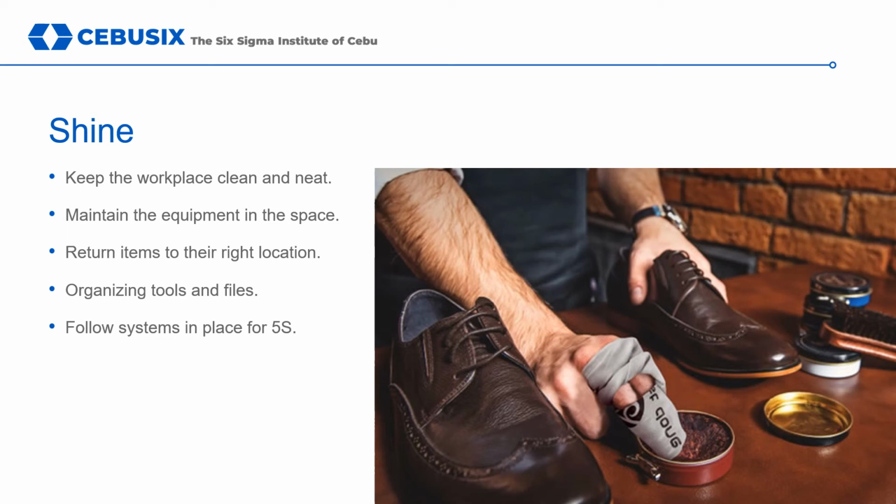In a computerized environment, the shine phase can be accomplished by naming files in a manner that makes them easy to locate, keeping folder structures intact, and deleting or archiving files that are no longer necessary. Shine can be applied to any environment, regardless of whether it is physical or digital.